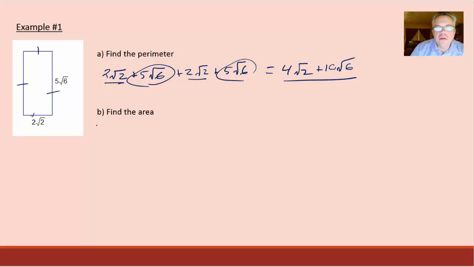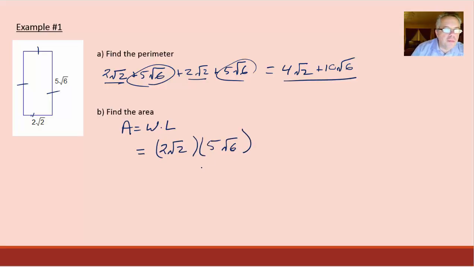To find the area, we have to do width times length. So that's going to be 2 square root of 2 times 5 square root of 6. We have 4 things being multiplied here. We can multiply them in any order we want. 2 times 5 is 10. Square root of 2 times square root of 6 is square root of 12.